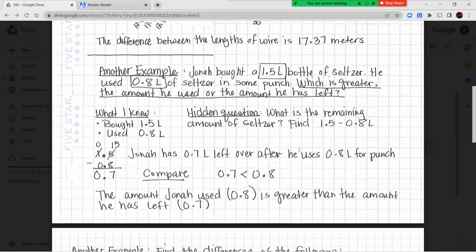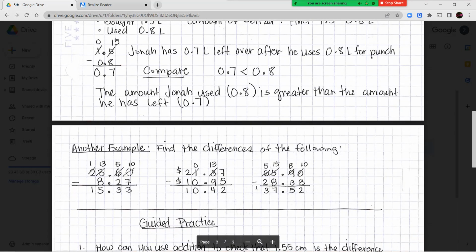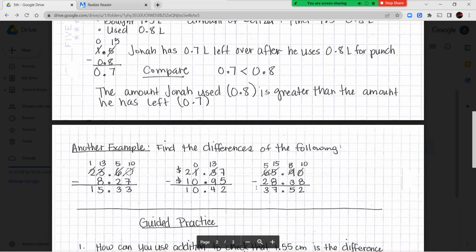Now the question is asking us, which is greater, the amount that he used or the amount that he had left over? So we know that he had 7/10 left over and he used 8/10. Now 7/10 is less than 8/10, so the amount that he used is greater than the amount that he had left over. Let's take a look at another example before we jump into our guided practice.